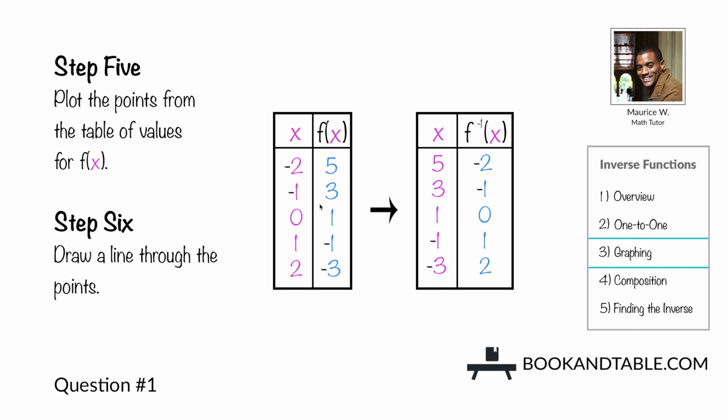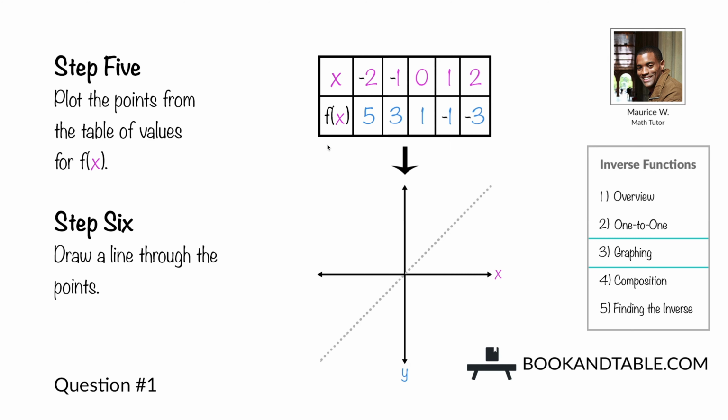So we want to start by plotting the points for f of x. So our first point is negative 2, positive 5. Our second point is negative 1, positive 3. Our third point is 0, positive 1. Our fourth point is positive 1, negative 1. And our fifth point is positive 2, negative 3. And now with these points, we can sketch f of x by drawing a line through these points.